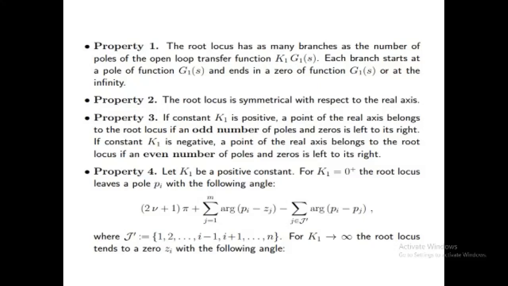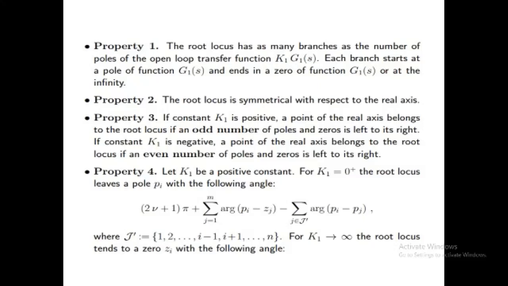Third property: if the constant K1 is positive, a point of the real axis belongs to the root locus if an odd number of poles and zeros is to its right. If constant K1 is negative, a point of the real axis belongs to the root locus if an even number of poles and zeros is to its right.